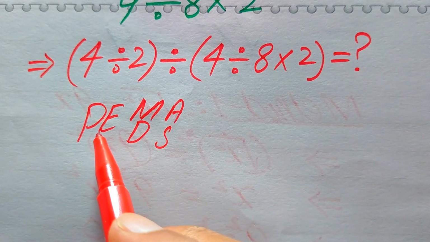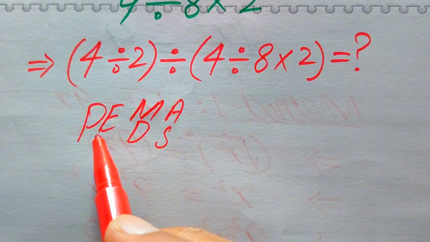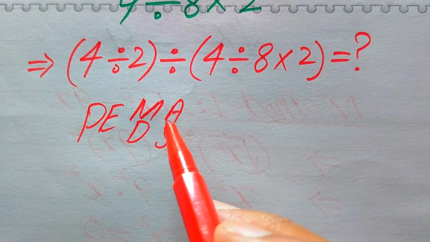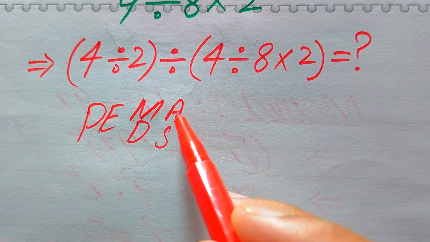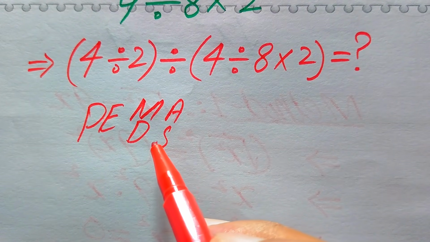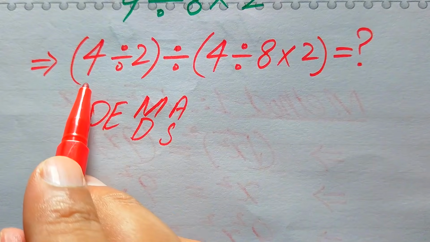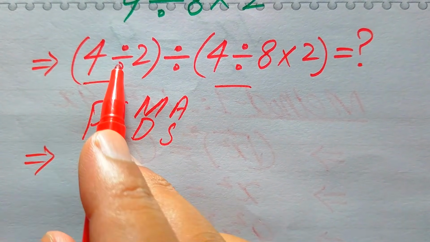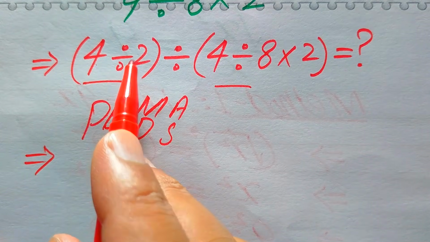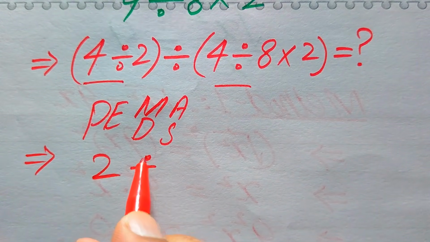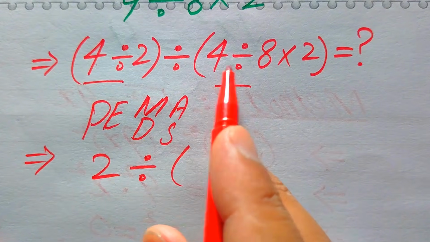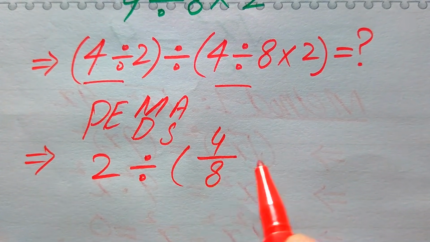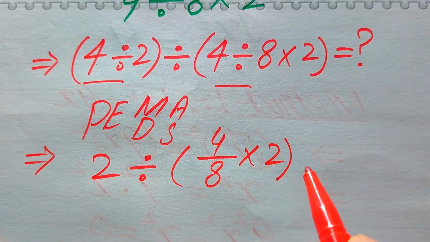The first priority we give to solve the operation is the parentheses, and you know that multiplication and division have equal priority. Likewise, addition and subtraction also have equal priority. So here first we need to solve these parentheses, and you see that 4 divided by 2 becomes 2 divided by, and here we write this 4 divided by 8 in fraction form, as 4 over 8 times 2.